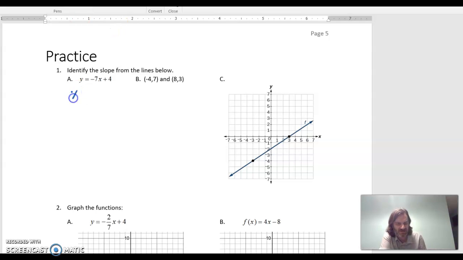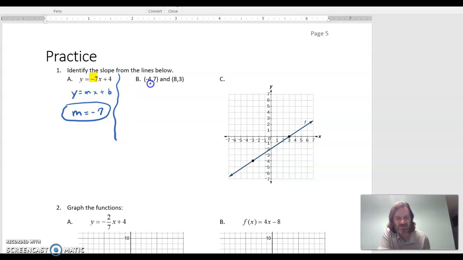That is very nice because it is in y equals mx plus b form. So in that case, we know that the m is the slope. So the m in this case equals negative 7, so that's our slope.